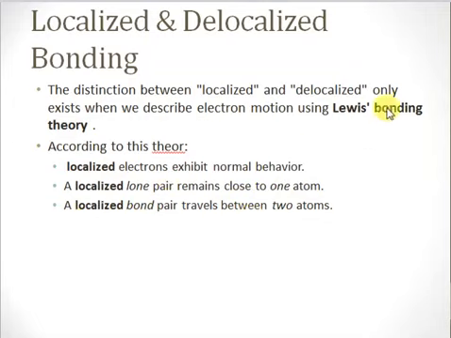So this is the Lewis bonding theory, and according to this theory, the electrons are localized. What we mean by localized is that localized electrons exhibit normal behavior. A localized lone pair will remain close to only 1 atom, and a localized bond pair, the pair of electrons that are bonded, will only move between the 2 atoms with which they are bonding.